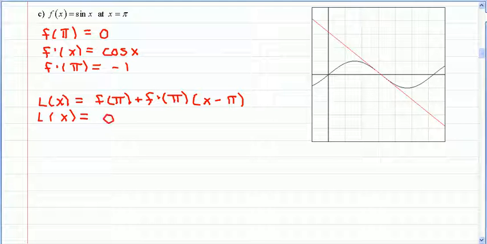F of pi is 0. F prime of pi is -1. And simplifying this, L of x is equal to -x plus pi.